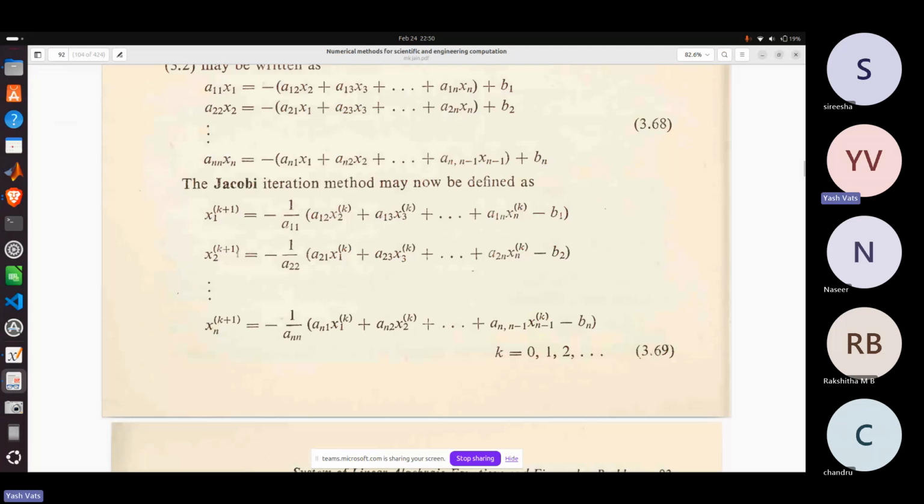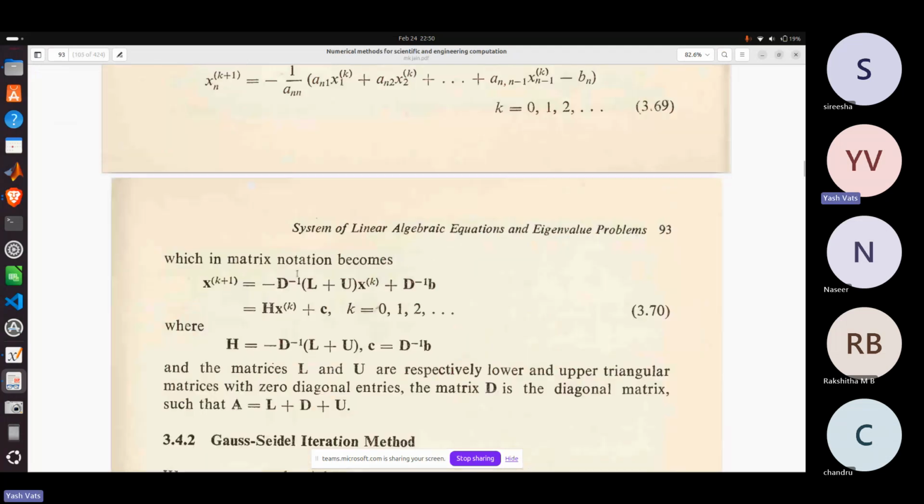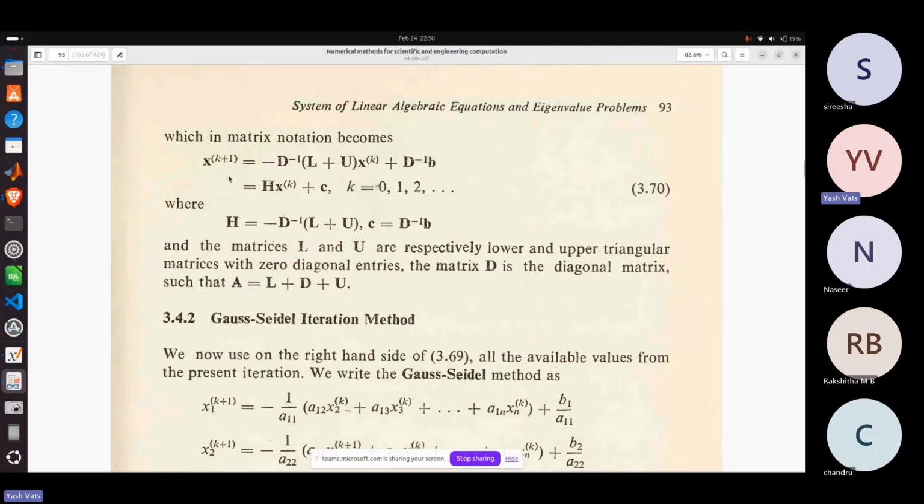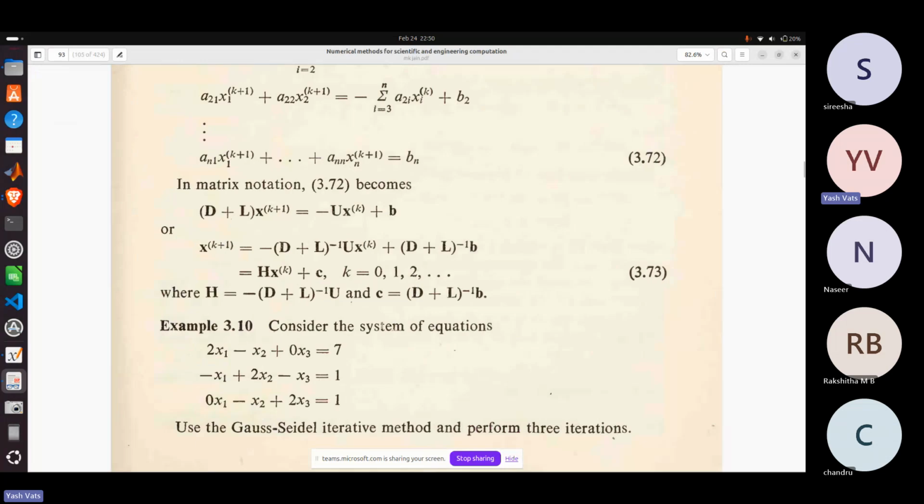You keep all the things away from x1, x2, xn, and then use the thing. So you can write finally in this way, where xk plus 1 is this. So I would say, just try this question and let me know what is going on.